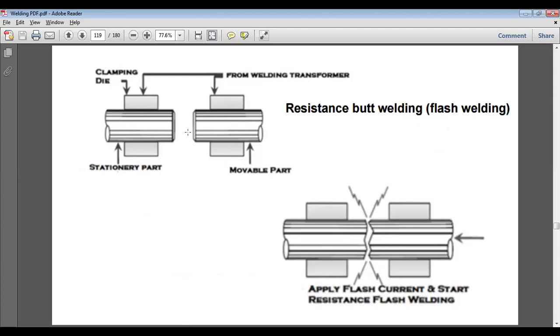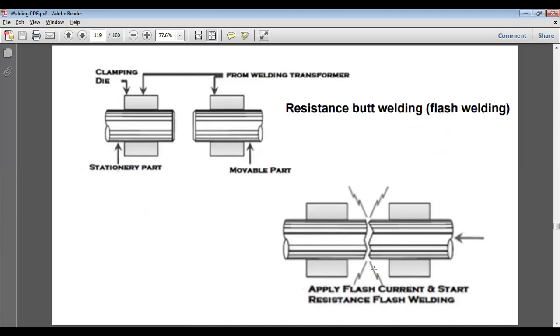So resistance butt welding is also the same type of welding, quite like friction welding. In these two, there is a stationary part and a movable part, which comes to the stationary one, and there is a current between these two. When these two come into surface to surface contact, heat is produced between them, and force is applied in order to fuse them together. So apply flash current and start resistance and flash welding. This is resistance butt welding on the left side, and this is flash welding.